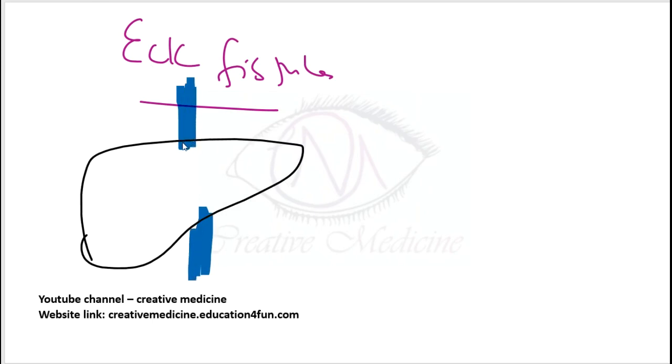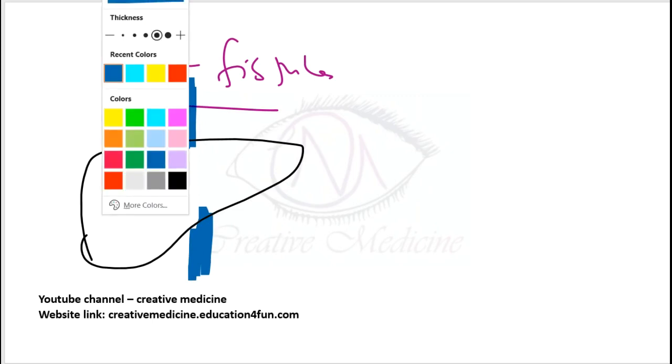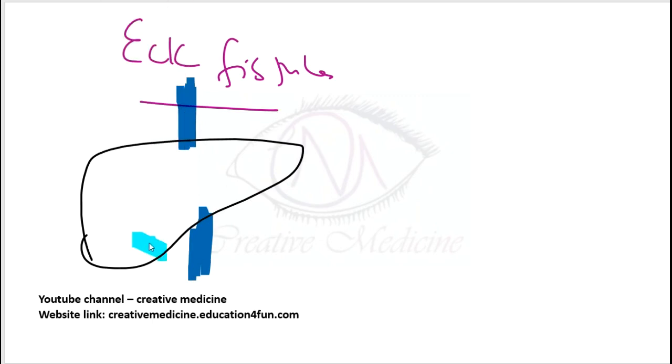Okay, here we have the inferior vena cava. Then you have the portal vein also. You have right and left portal veins branching like this. Okay. Now what happened here?